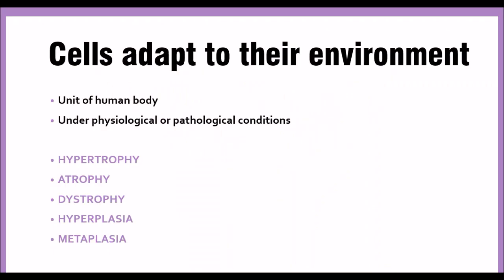So to start things off, let's take a look at cells. So cells, we know that they're units of our human body, and under physiological or pathological conditions where they might be induced some kind of stress, cells have the ability to adapt to their environments. And these 5 types of adaptations, hypertrophy, atrophy, dystrophy, hyperplasia, and metaplasia, are different ways that the cells can do that. So we're first going to go through what these purple terms here mean.